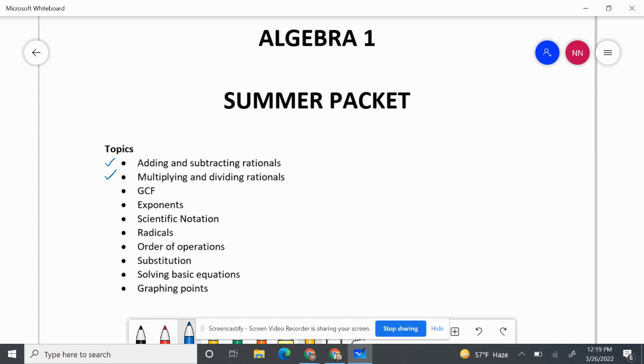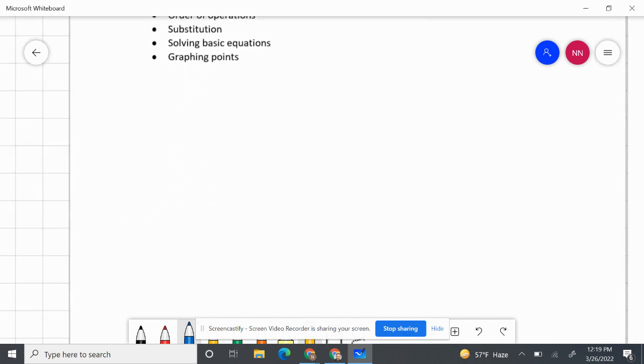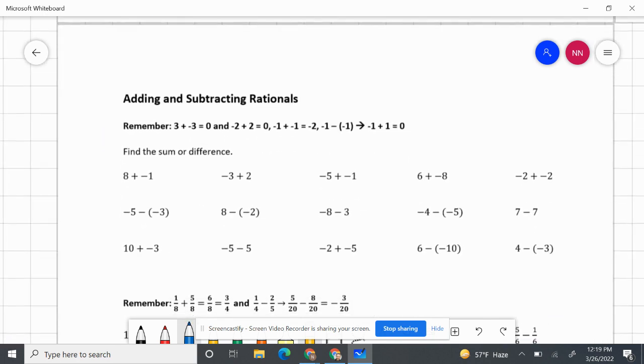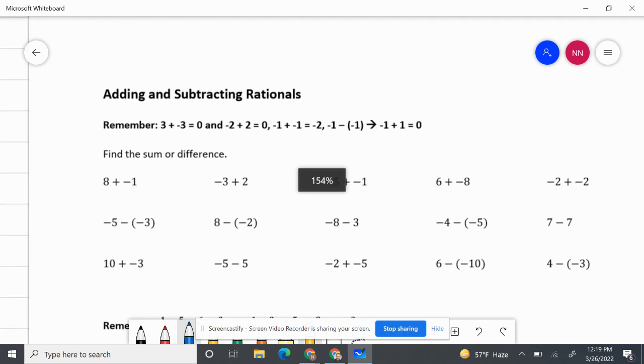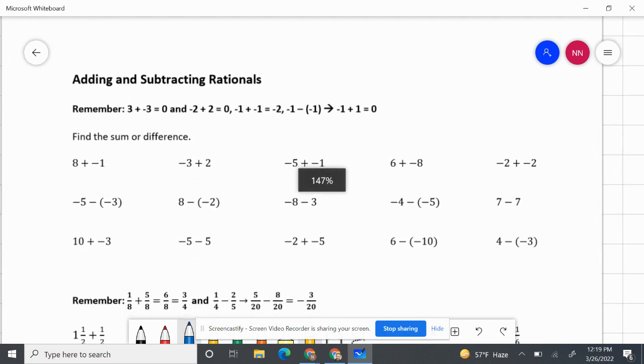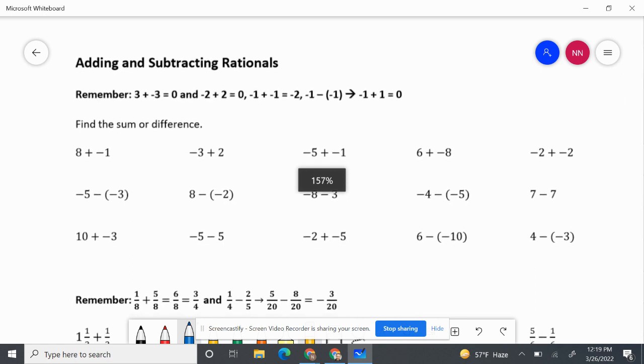So starting off with adding and subtracting rationals, a rational is a positive or negative whole number or a positive or negative decimal or fraction. We're going to mostly focus on integers, which are positive and negative whole numbers, and then fractions. It also includes decimals, but it's most important to understand how whole numbers and fractions are added and subtracted. Those are the numbers that we're going to be using the most in Algebra 1. So I'm going to go through a few of these and then leave the rest for you to figure out and to learn.